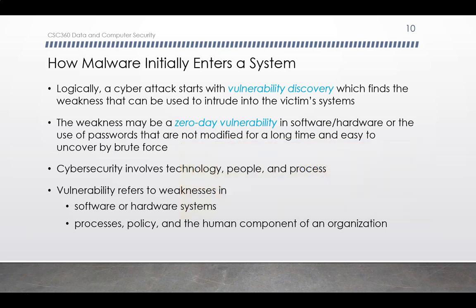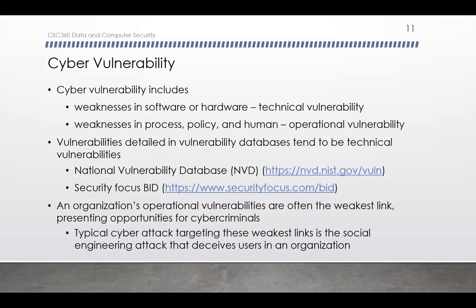Now, cybersecurity involves technology, people, and process. Vulnerability refers to weaknesses in software or hardware systems. It also refers to processes, policy, and the human component of an organization. As we just noted, cyber vulnerability includes weaknesses in software or hardware, a technical vulnerability. If the weakness involves process, policy, or humans, this is referred to as an operational vulnerability.